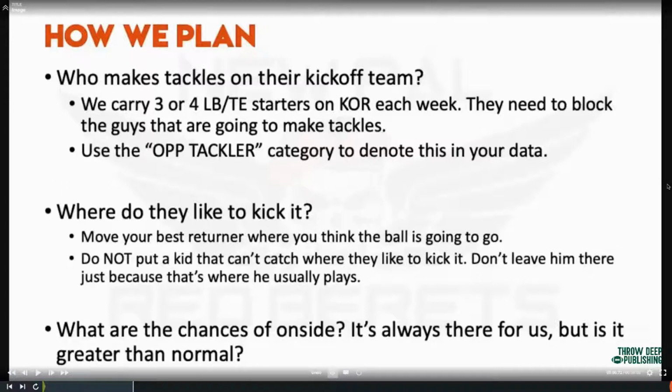It tells me. And some weeks it's 60%. One dude makes 60% of the tackles. Other weeks it's everybody makes the same amount of tackles. That information helps me. If you got a dude that makes 60% of your tackles, my best player is going to block that kid. End of conversation. That's a no-brainer for me. And that is preparation that you need to be doing on your kick return team if you're not doing it already. You need to know where they like to kick it as well, like I talked about.